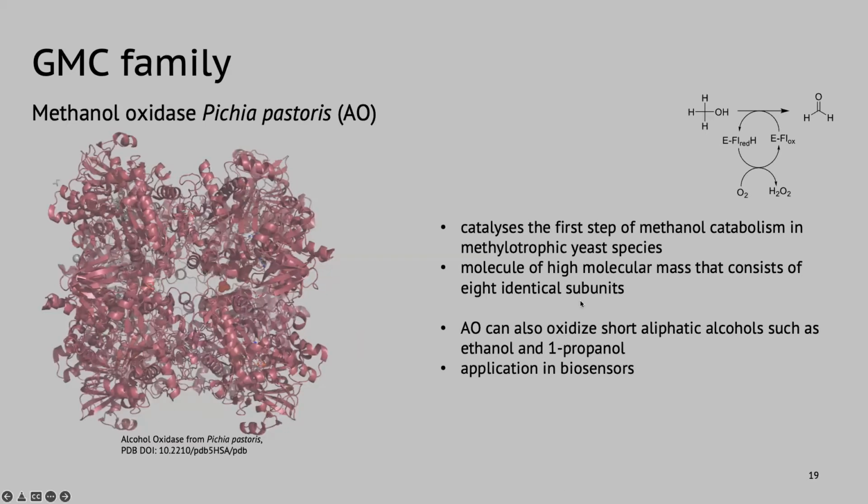It catalyzes the first step of methanol catabolism in methylotrophic yeast species, namely its oxidation to formaldehyde. In its major active form, alcohol oxidase is a molecule of really high molecular mass that consists of 8 identical subunits, and each of them carries a non-covalently bound flavin adenine dinucleotide. The crystal structure was elucidated only recently, and in vivo, the protein is compartmentalized into special cell organelles termed peroxisomes. Alcohol oxidase is a really abundant protein, and its synthesis is strictly regulated and occurs at the transcriptional level. Methanol is its natural substrate, but in vivo experiments have revealed that alcohol oxidases can also oxidize short aliphatic alcohols such as ethanol and propanol. And it also has application in biosensors.